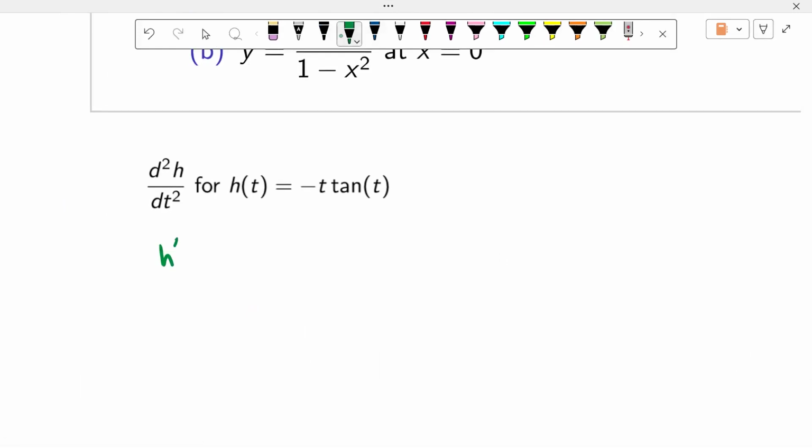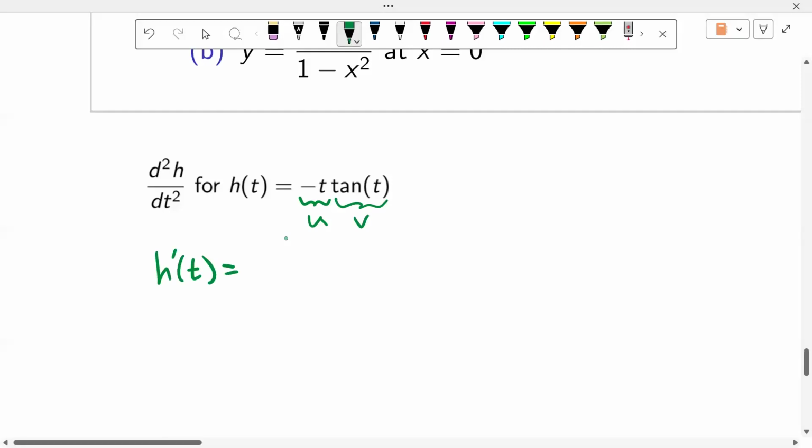So first step is to recognize that it is a product, right? There is a t here, a negative t there, and a tangent of t there. You could call that your u and that your v. And then the tricky part is remembering what the derivative of tangent is. It's up there on the screen just above, but it's secant squared.